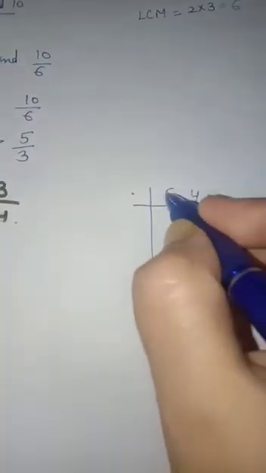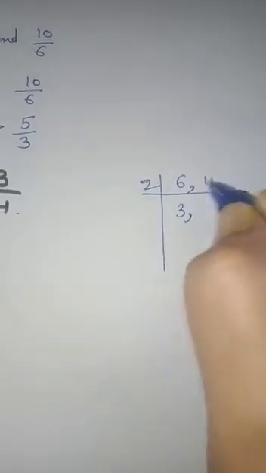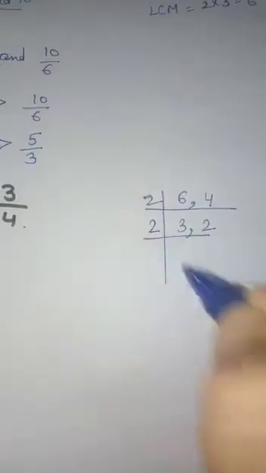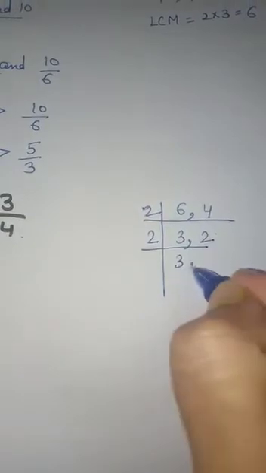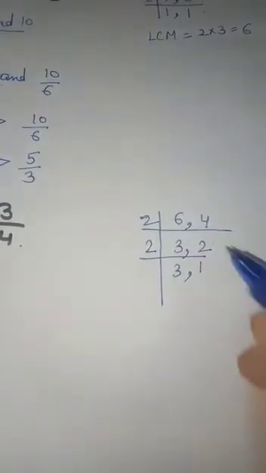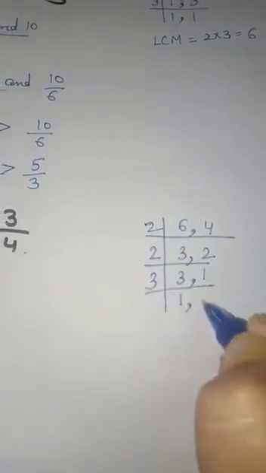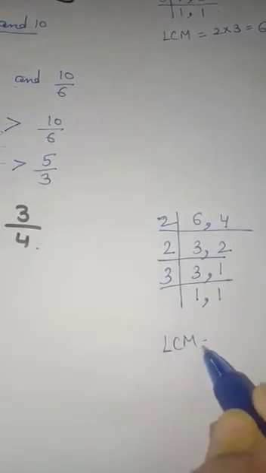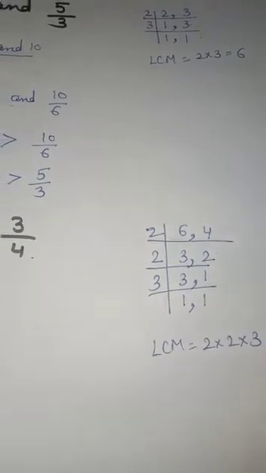6 and 4. Find the LCM. Let's start with 2. 6 divided by 2 is 3. 4 divided by 2 is 2. Again, here we have 2, so we will go with 2 again. 3 divided by 2 is not possible, so 3 as it is. 2 divided by 2 is 1. Now it will go to 3. 3 divided by 3 is 1. This is already 1. So both are 1. So the LCM will be 2 multiplied by 2 multiplied by 3. 2 2s are 4, 4 3s are 12.